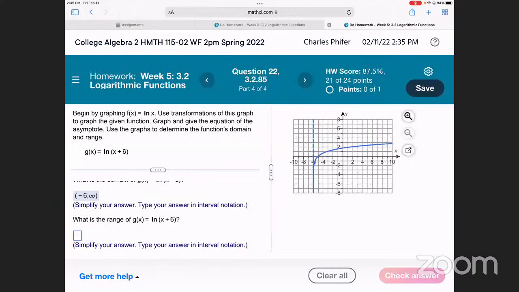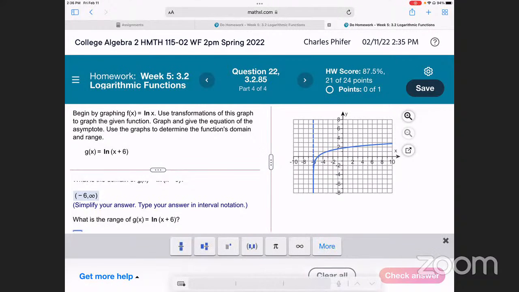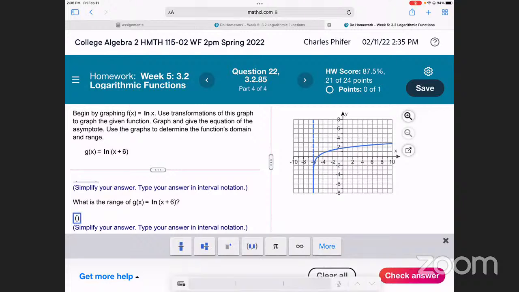What's the range? All reals, right? So in general, the range of log is all reals. We only moved it to the side, so that doesn't affect the range at all. So we're going to say from -infinity to infinity.